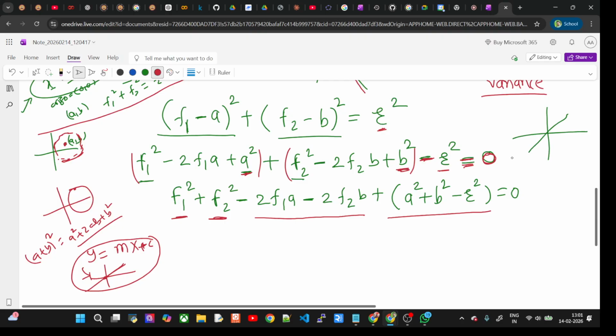Let me write this one as equation 1 and this one as equation 2 for you. In equation 2, if you see, this is f1 square. What is this? You know that this is a parabola, correct? A convex shape. How do you draw this, like this. X square is a parabola like this, correct?